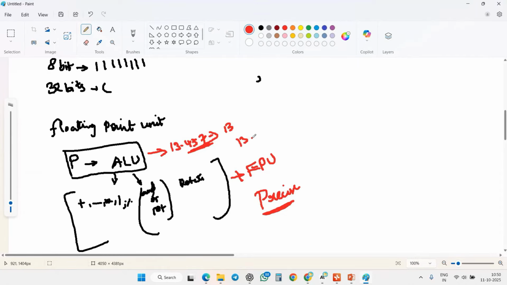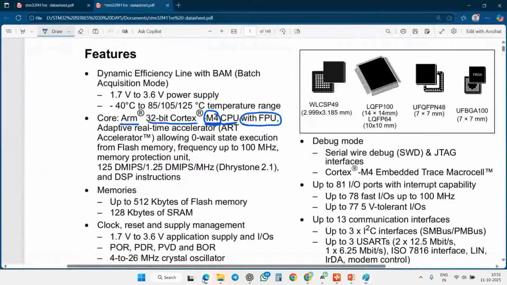Sometimes it's just rounding off this decimal point. But if you are using an FPU, you are able to get the exact precise value. If it is 13.457, yes, you can get this exact value on this FPU, floating point unit. So that's what some of them have, this FPU, floating point unit. And along with that, you have this adaptive real-time accelerator.